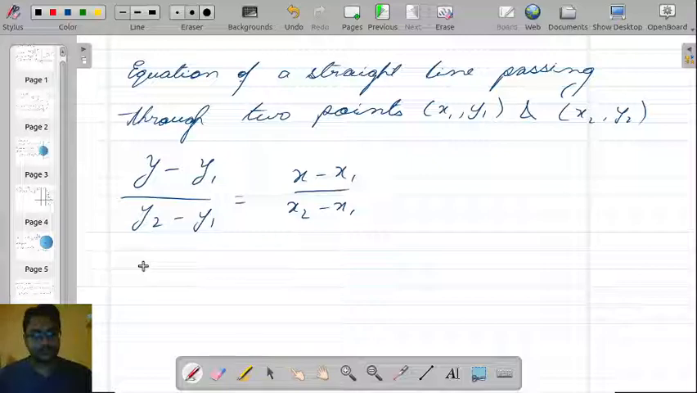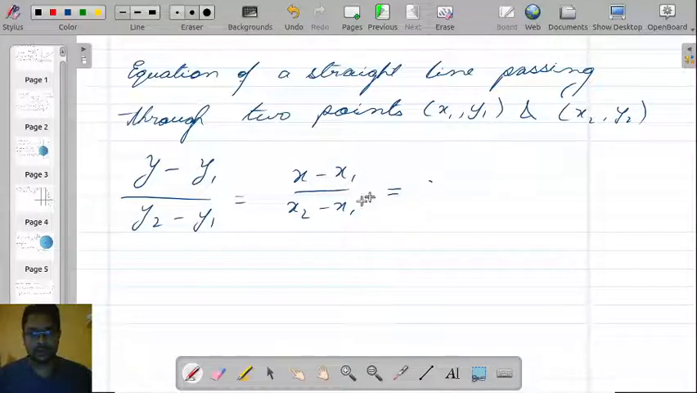Now I can write it in a parametric form also. This is the Cartesian form, right? In order to write it in a parametric form, I'll denote this ratio by a parameter t. Any point (x, y) on the straight line satisfies this ratio, right? So this by this, equal to this by this, should be equal to t. They should be in the same ratio. Let's say I write it as t.